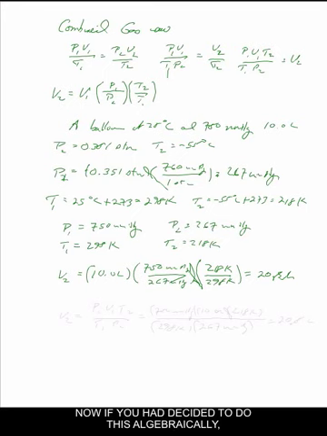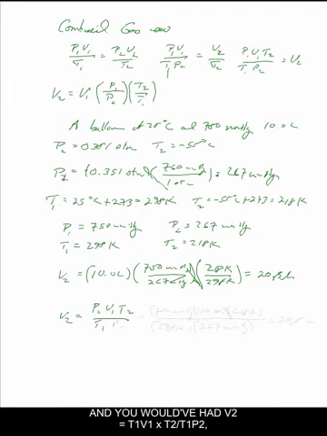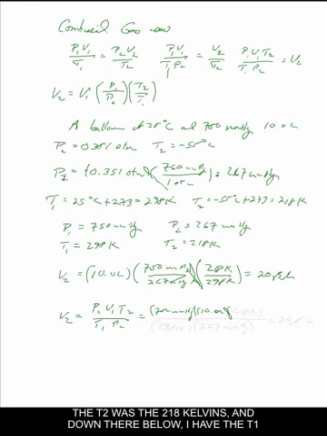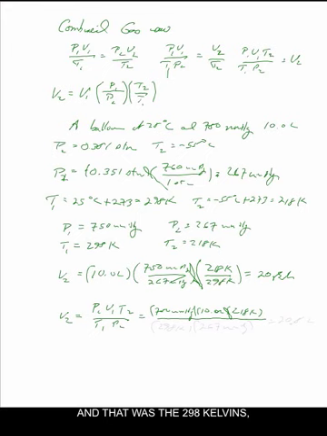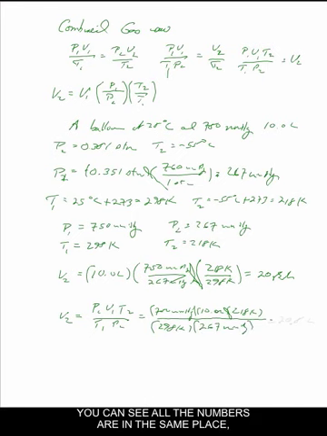Now, if you had decided to do this algebraically, you would have manipulated as I did up above, and you would have had V2 equals P1 V1 times T2 over T1 P2, and you could have plugged in the same numbers. The P1 here was the 750 millimeters of mercury. The V1 was the 10.0 liters. The T2 was the 218 kelvins. And down below I have the T1, and that was the 298 kelvins. And the P2 was that new pressure of 267 millimeters. If you look and compare, you can see all the numbers are in the same place. And of course it comes out to 20.5 liters.